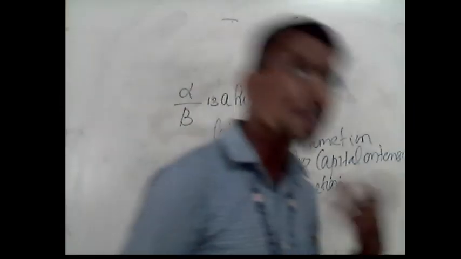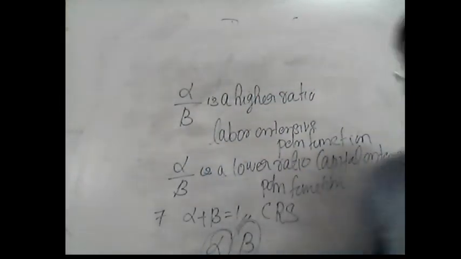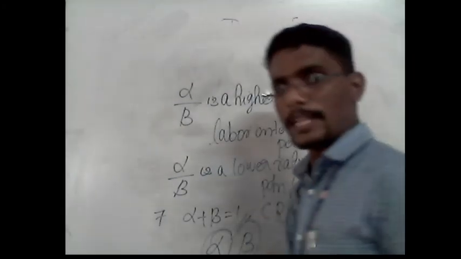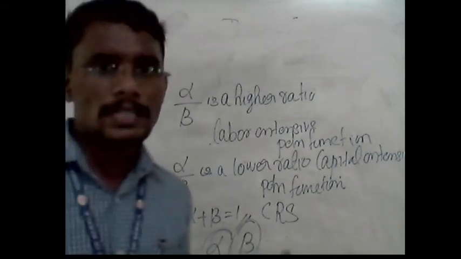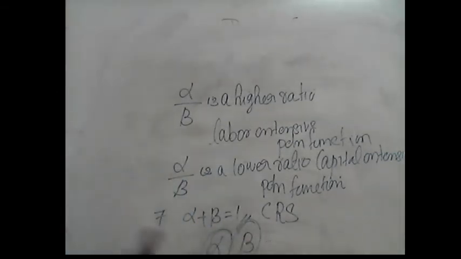Here alpha represents the output elasticity of labor and beta represents the output elasticity of capital, and we can make a comparison between the output elasticity of the various factors of production in different sectors too. That is the second importance of this Cobb-Douglas production function.